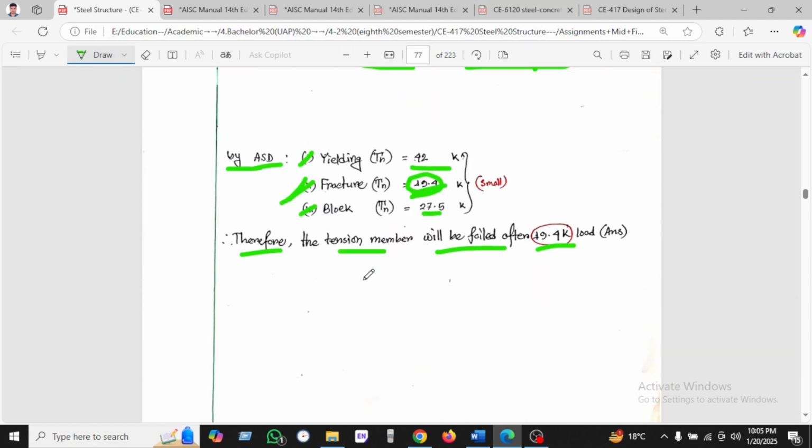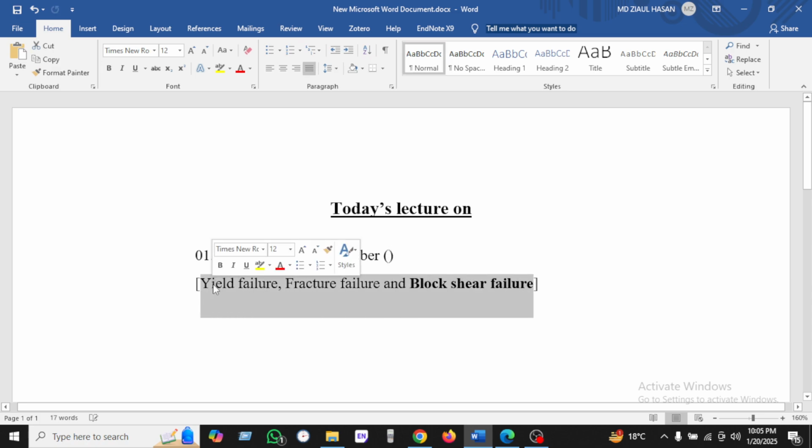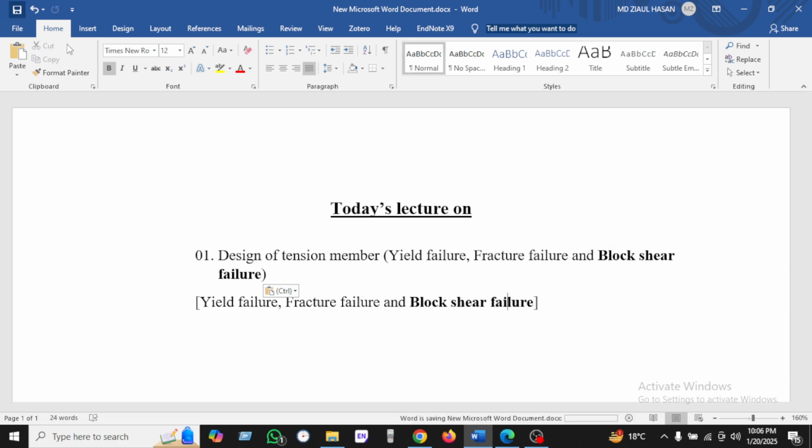So this is where the lecture has ended. We can see the three failure modes: yield failure, fracture failure, and block shear failure.